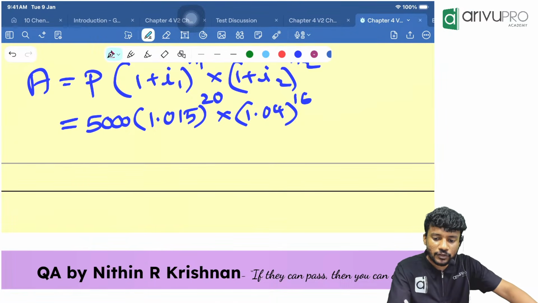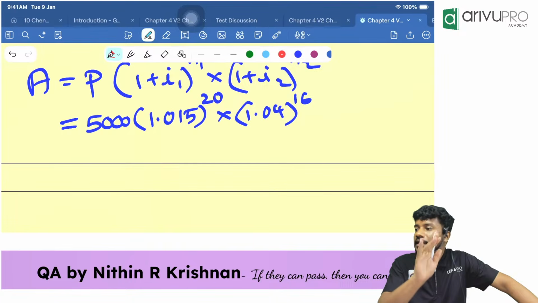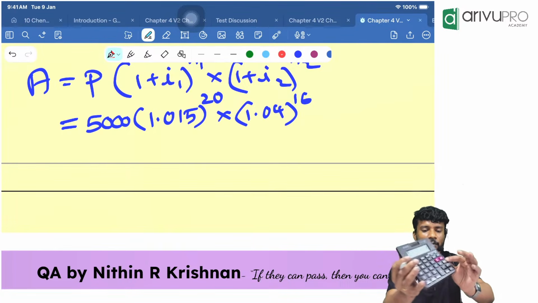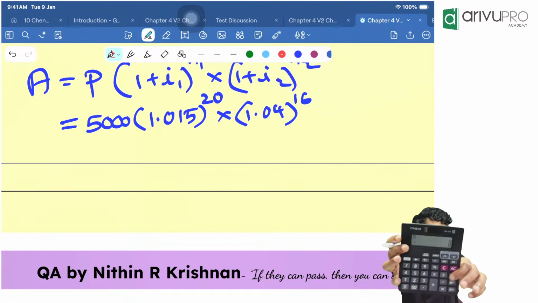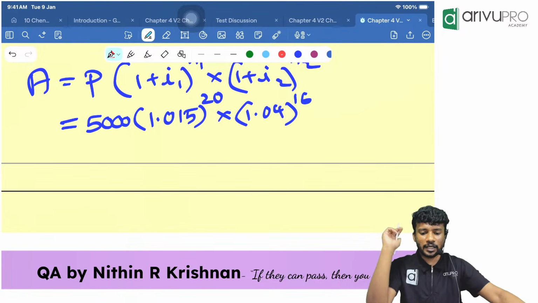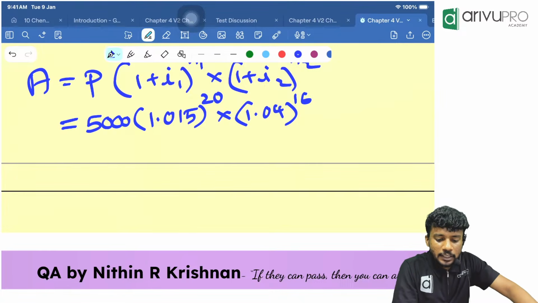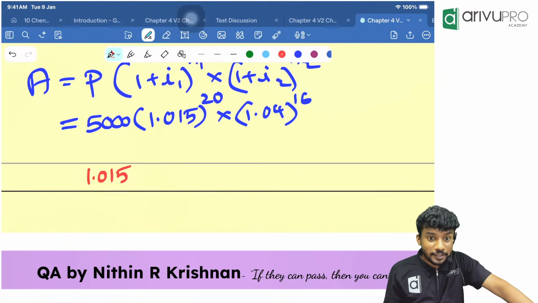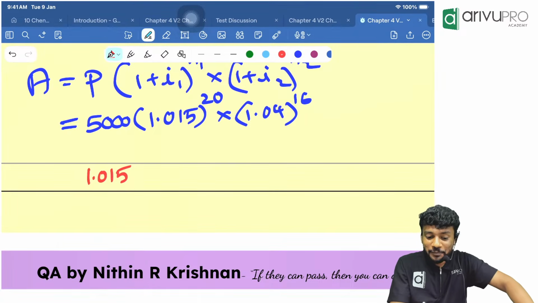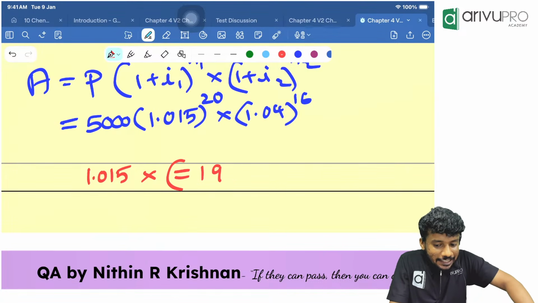So do it along with me, people. First step, clear the memory. How to clear the memory? Click the MRC button 2 times. Everyone click the MRC button 2 times and clear the memory. Then what, people? Type 1.015 on your calculator. Type that. Into, equal to, how many times? 19 times you are going to click equal to.